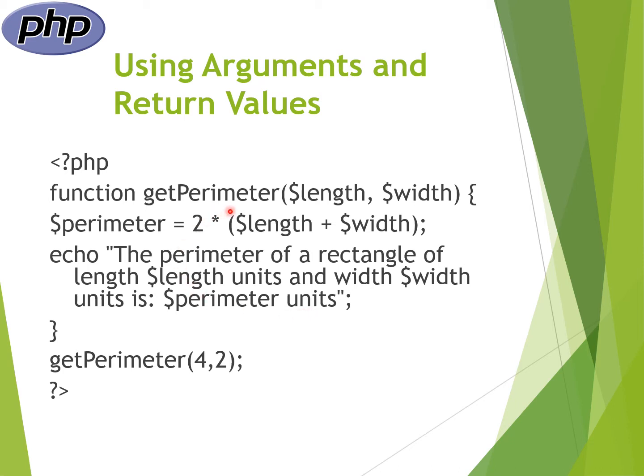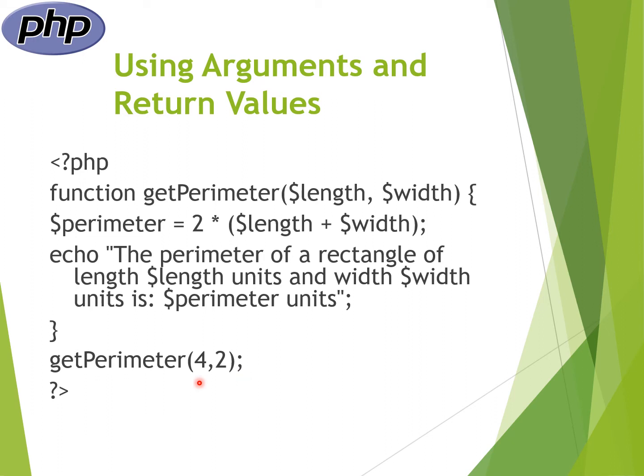So we have a function termed getPerimeter, which takes two input values, $length and $width. Inside the function block, it creates another variable called $perimeter, where $perimeter is equal to 2 times ($length plus $width). Then an echo statement displays the perimeter of a rectangle of length $length units and width $width units is $perimeter units. To invoke this getPerimeter function, we just call getPerimeter(4, 2).